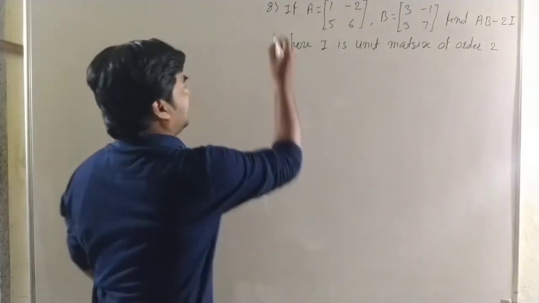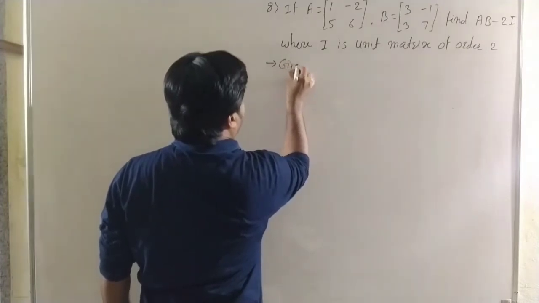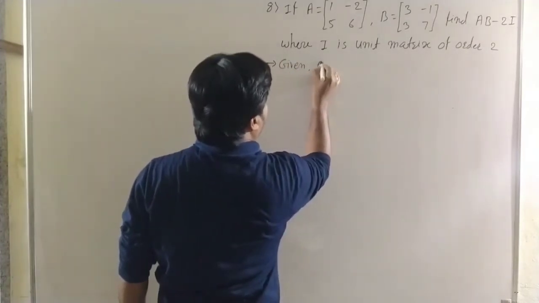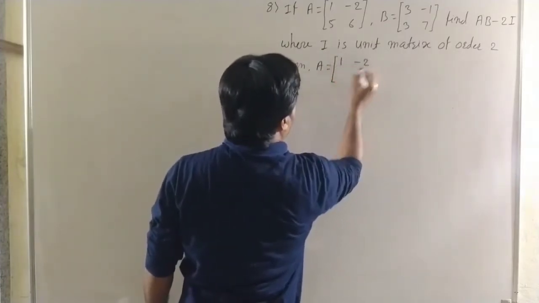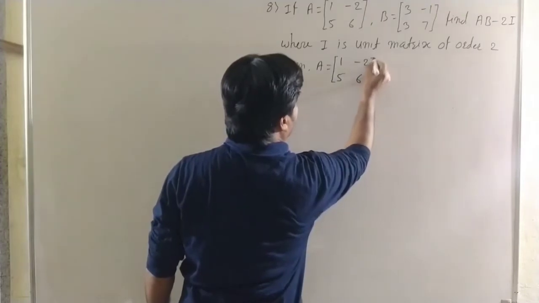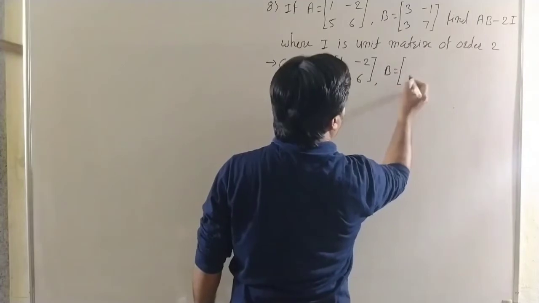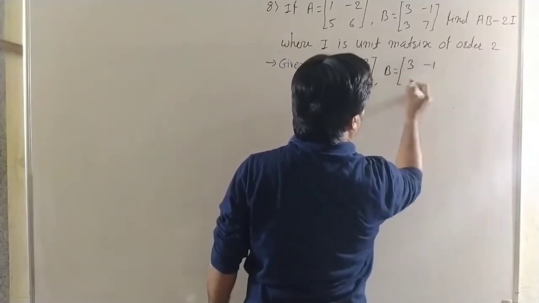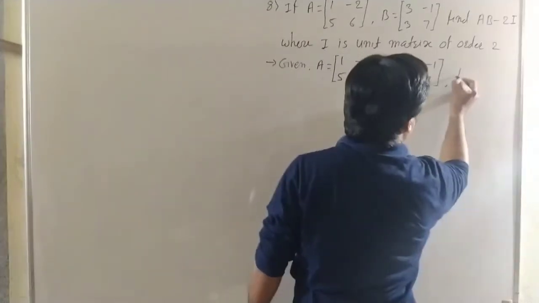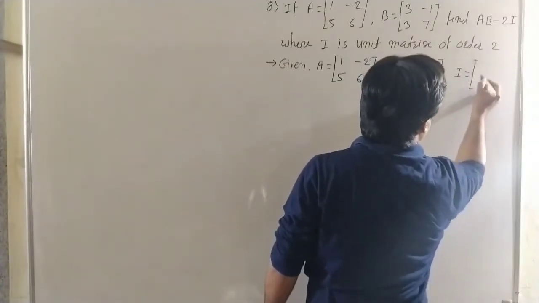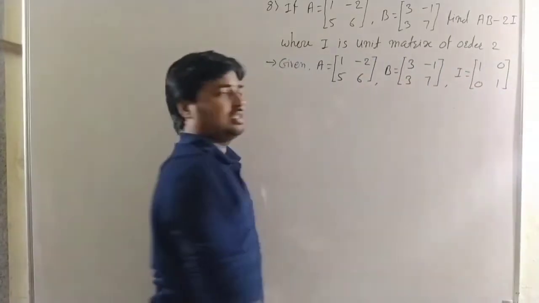Now here are the given matrices. See carefully. The A matrix is 1, minus 2, 5 and 6. The B matrix is 3, minus 1, 3, 7. And I is the identity matrix of order 2, that is 1, 0, 0, 1. Here these three matrices are given.